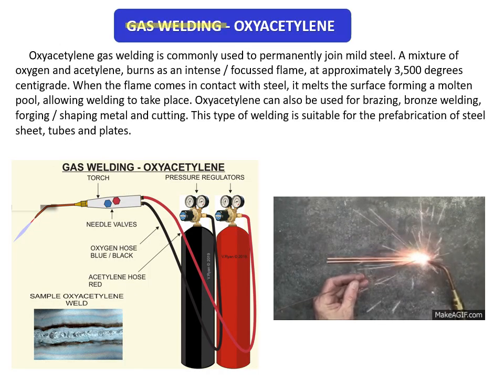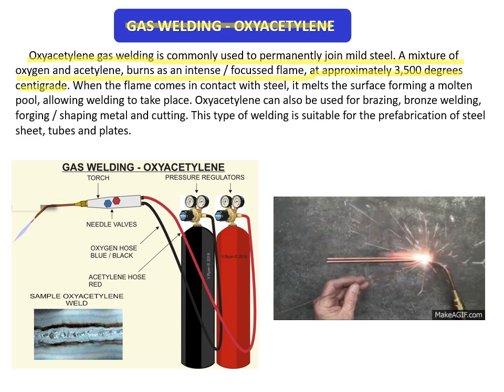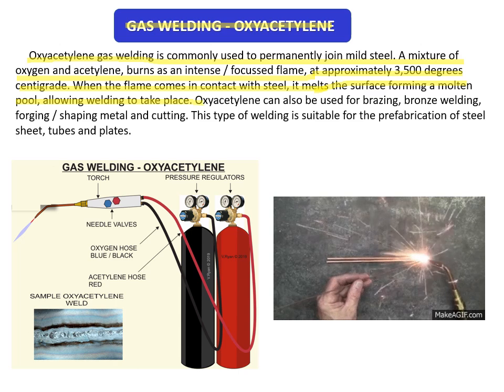Next is gas welding, oxyacetylene. Oxyacetylene gas welding is commonly used to permanently join mild steel. A mixture of oxygen and acetylene burns as an intense focused flame at approximately 3500 degrees centigrade. When the flame comes in contact with the steel, it melts the surface, forming a molten pool, allowing welding to take place.